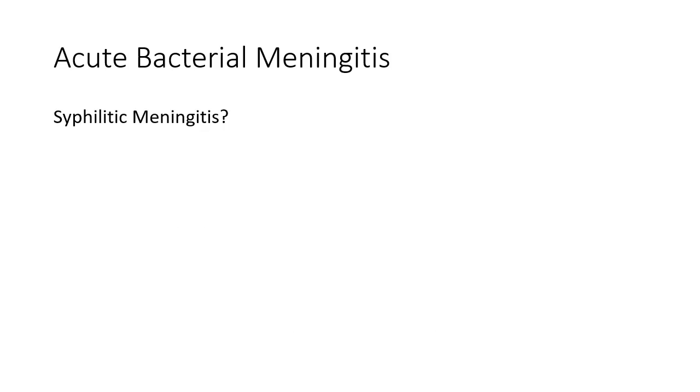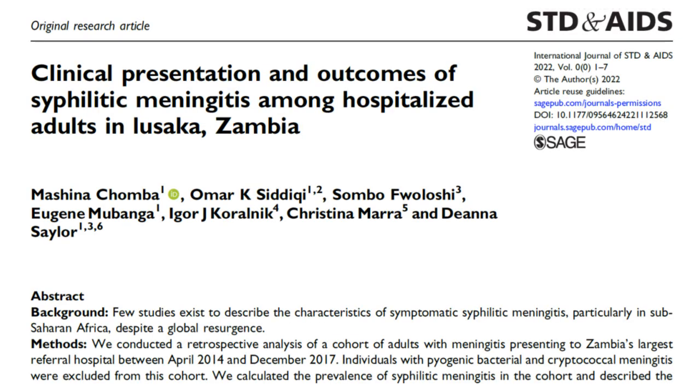So now, also considering bacterial meningitis, we're going to look at a study done on syphilitic meningitis here in Zambia. It was a retrospective analysis of a cohort of adults with meningitis who presented to UTH between April of 2014 and December 2017. This study excluded those who had a pyogenic bacterial and cryptococcal meningitis. They then calculated the prevalence of syphilitic meningitis within this cohort and then looked at various sort of clinical, laboratory characteristics, demographics, and outcomes of this cohort.